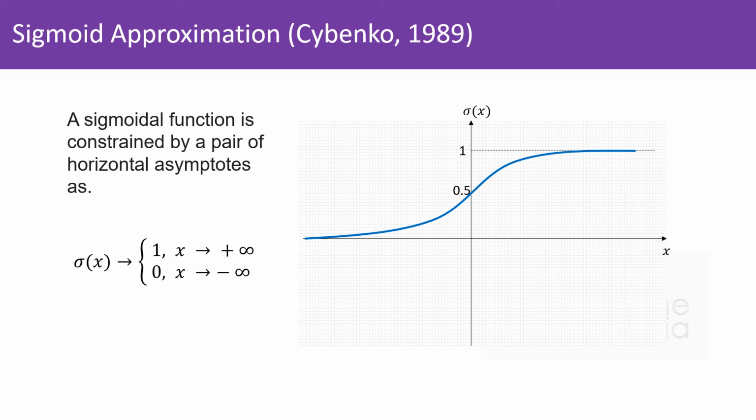In one of the earliest proofs of universal approximation theorem, Cybenko showed that it is possible to approximate any function using any sigmoidal function. A function becomes sigmoidal if it approaches 1 when x approaches positive infinity and 0 when x approaches negative infinity.